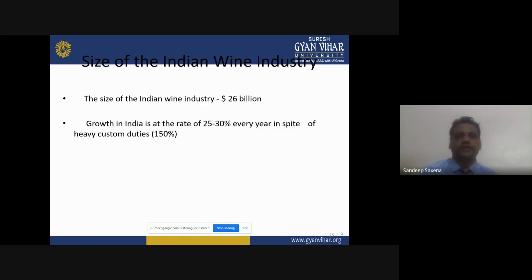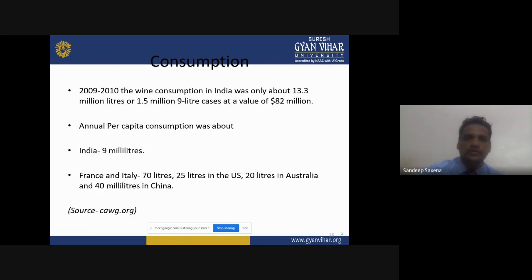Size of the Indian wine industry. The size of the Indian wine industry is $26 million. Growth in India is at the rate of 25 to 30% every year in spite of heavy customs duties.